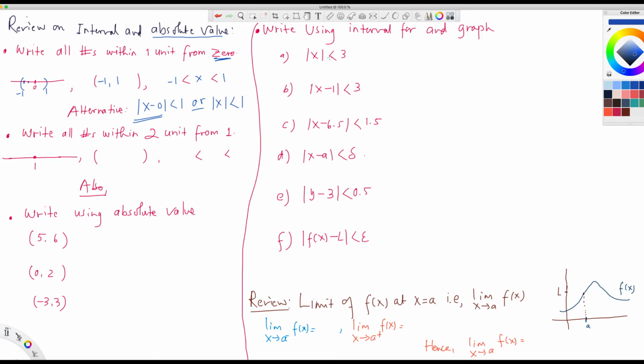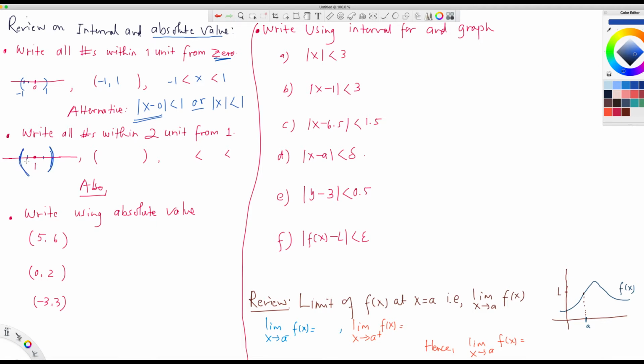In these examples I'll talk about that, but for now, how do I write numbers using absolute value? Let's see this example. Write all numbers within 2 units from 1. This is 1. You want to write within 2 units. So that is 2 units. Within 2 units, and then this is within 2 units to the left, right? And then this is within 2 units to the right. You see that? So these are the interval notation.